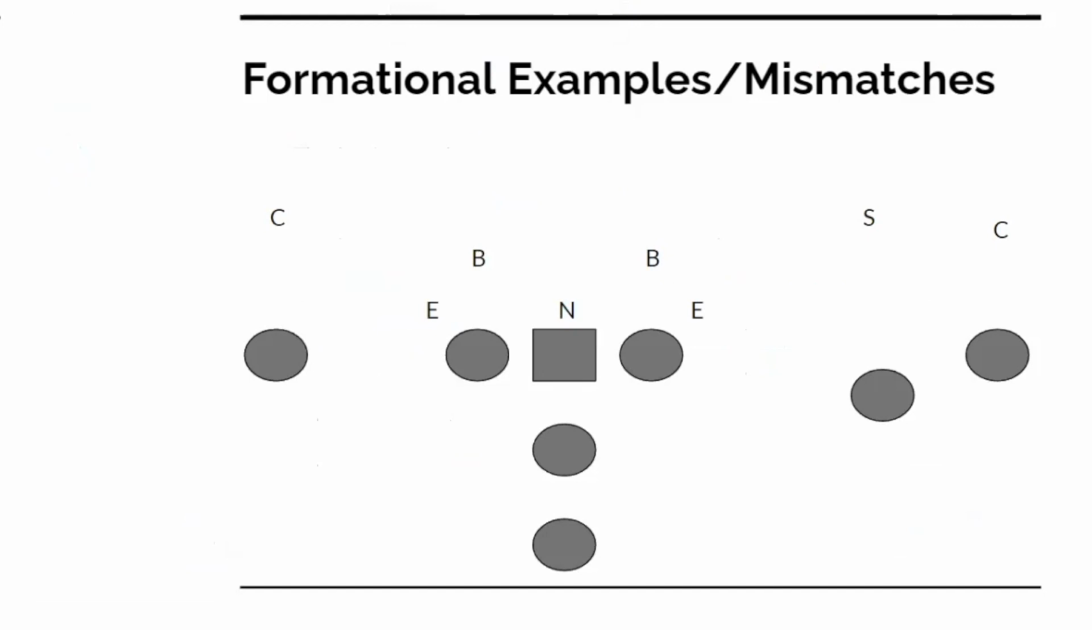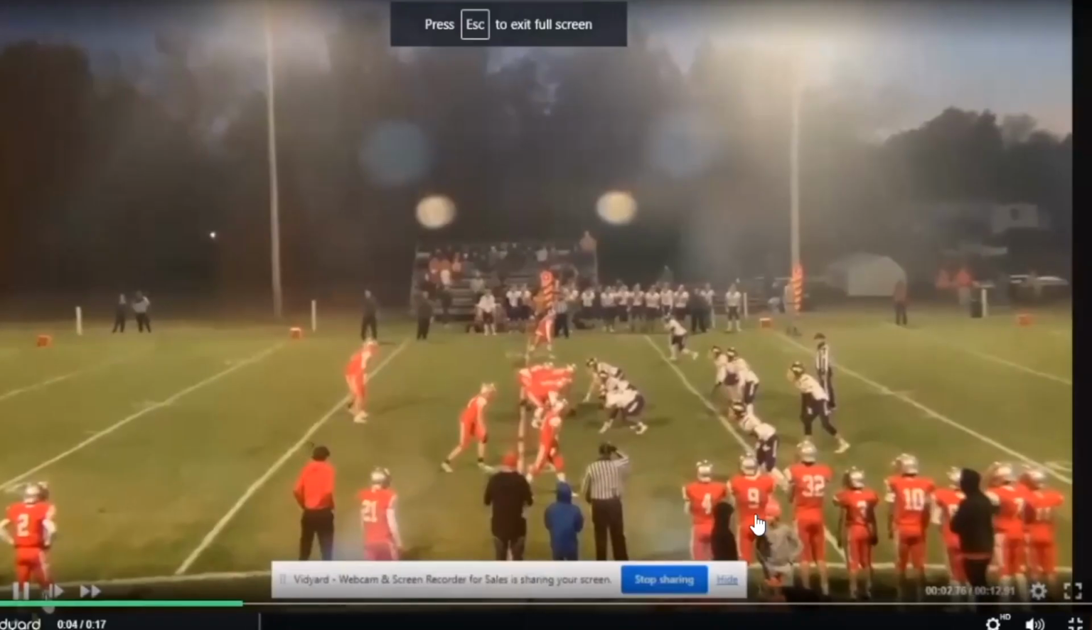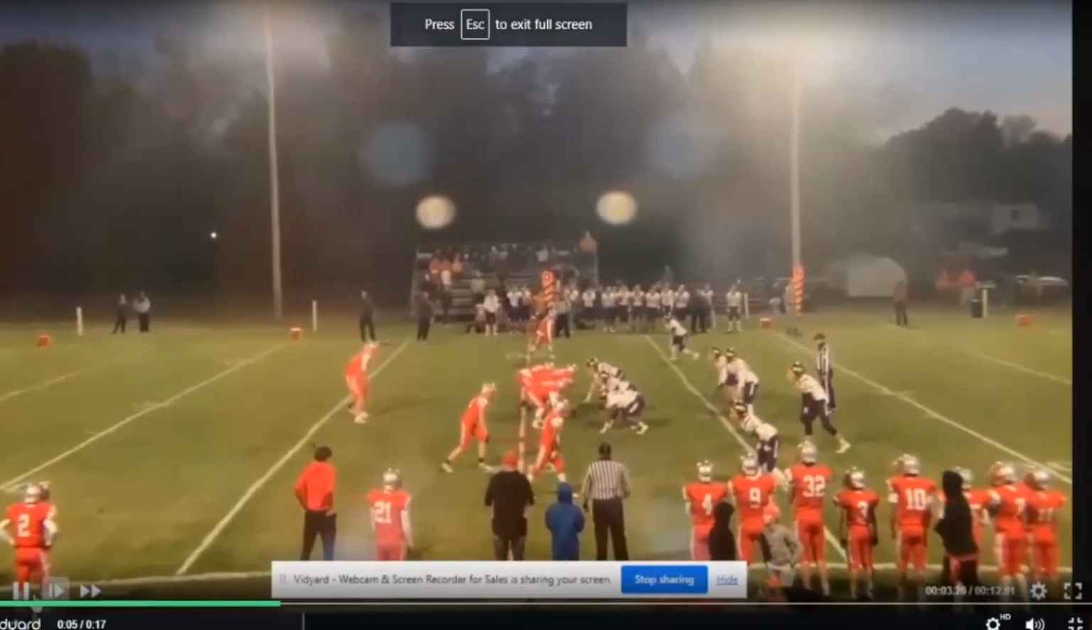And then here's another formation that we have run a lot of. It is what I call twin split. What I like about it is how much it spreads the field. We run a lot of speed option off of this, and then we also run a QB ISO off of this that has been very effective for us. So here's ISO out of that twin split look.